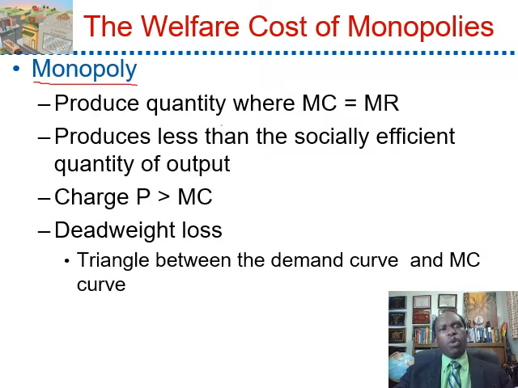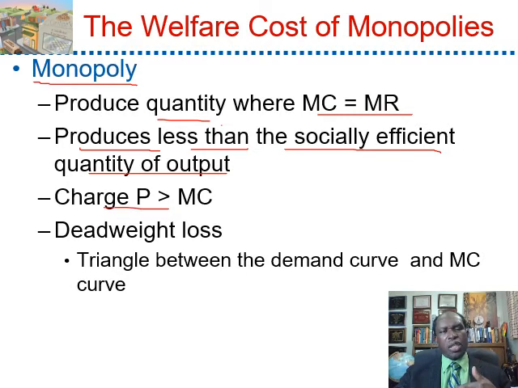The monopoly will produce its quantity where marginal cost equals marginal revenue. Therefore, the monopoly will produce less than the socially efficient quantity of output by charging higher prices, which are greater than the marginal cost. This will lead to deadweight loss, which is the triangle between the demand curve and the marginal cost curve.